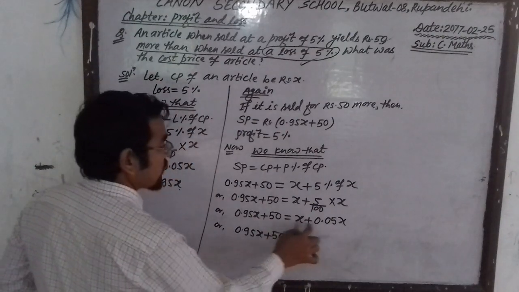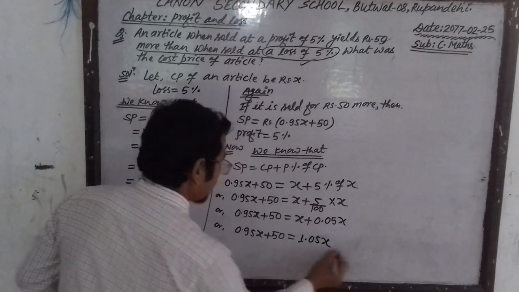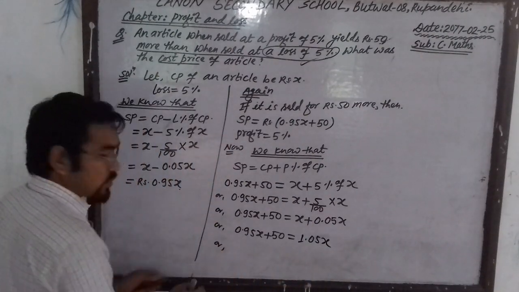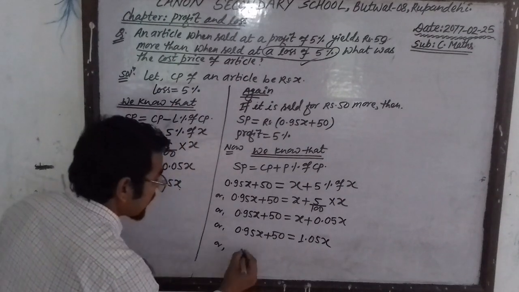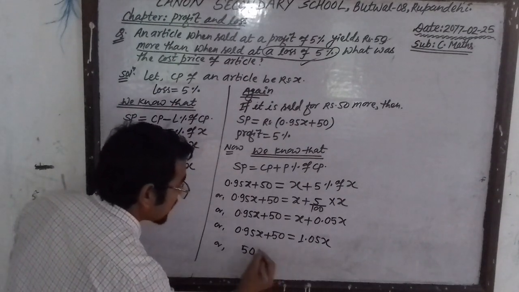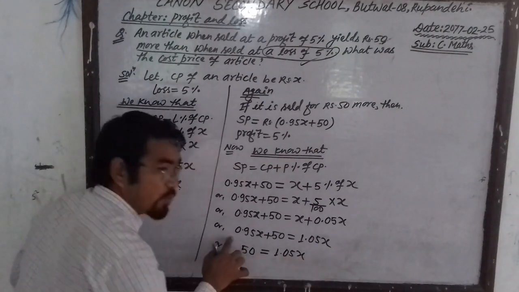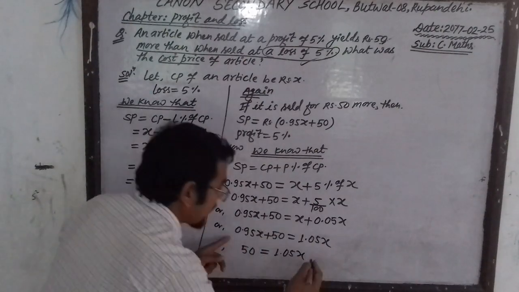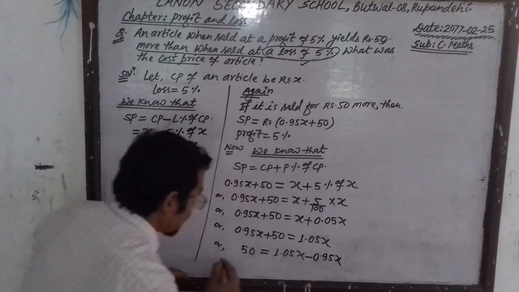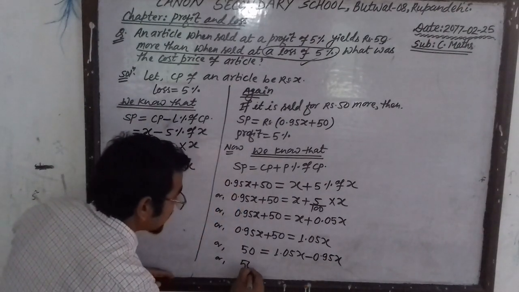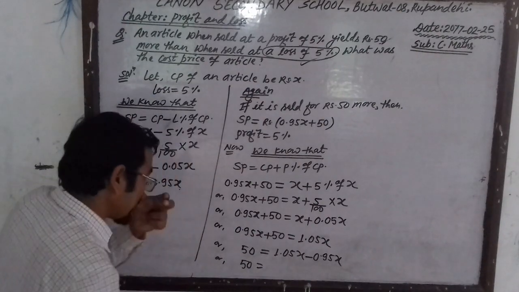On this side we can add 1 plus 0.05, which gives 1.05 X. Here we have to find the value of X. So 0.95 X is in plus, so we carry it to the right side in minus, and 50 remains the same, equal to 1.05 X minus 0.95 X. So 50 is equal to 1.05 minus 0.95.